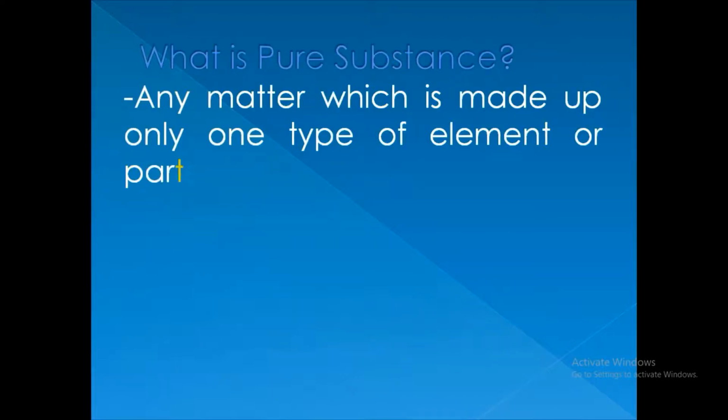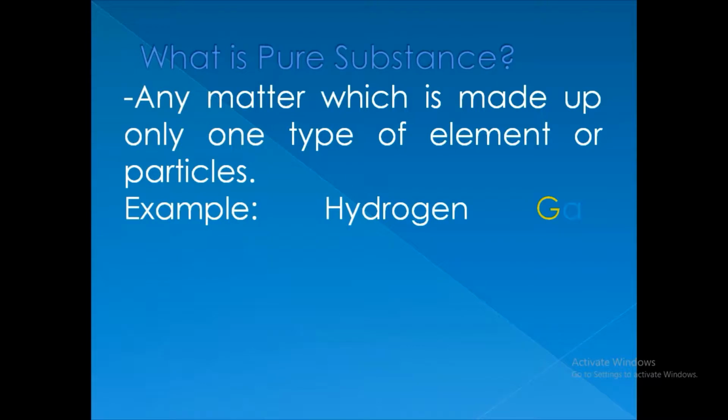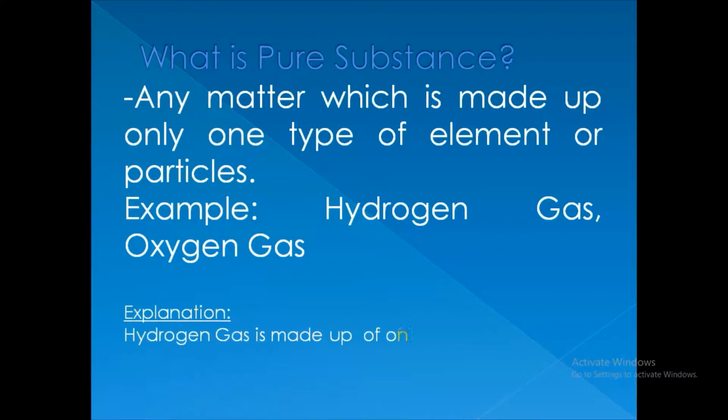What is a pure substance? Any matter which is made up of only one type of element or particle. Example: hydrogen gas, oxygen gas. Hydrogen gas is a pure substance because it is made up of only hydrogen. Similarly, oxygen gas is made up of only one type of element, that is oxygen, so they are pure substances.